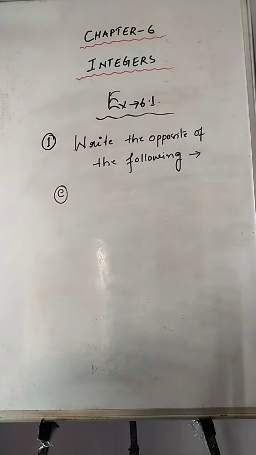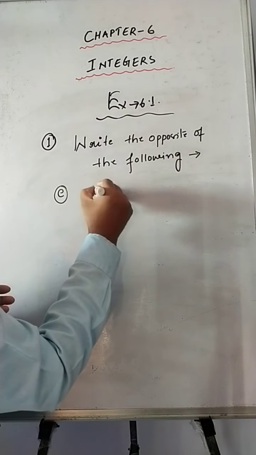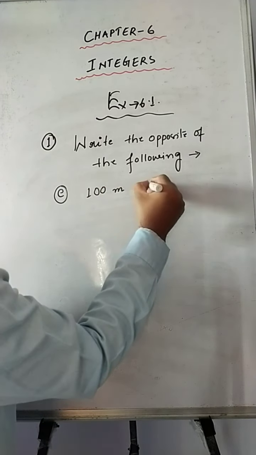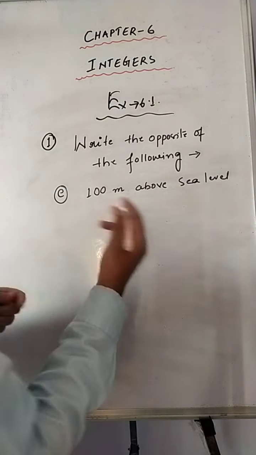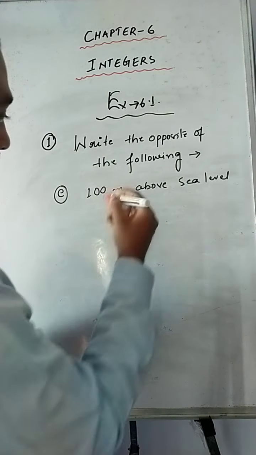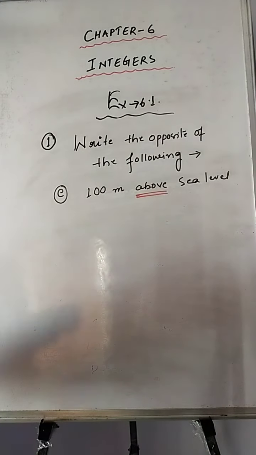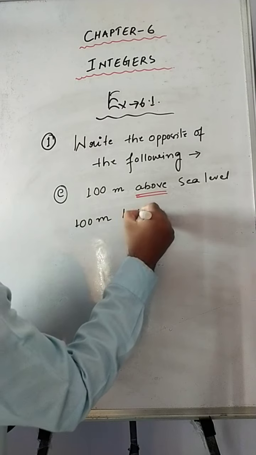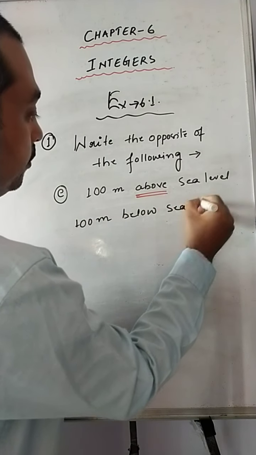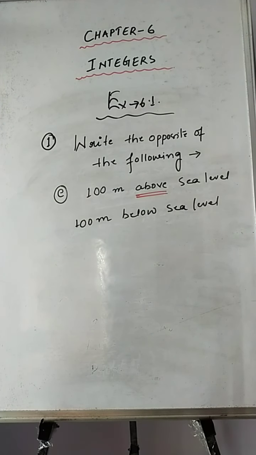So in number E we have 100 meter above sea level. This is the question, and the opposite would be what? Above. So we have to change this word. What is the opposite of above? It is below. So we'll write 100 meter below sea level. Fine. So that's it. Now let's move on to question number 2.